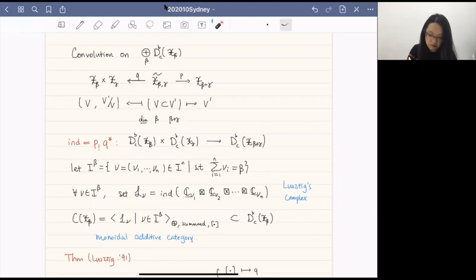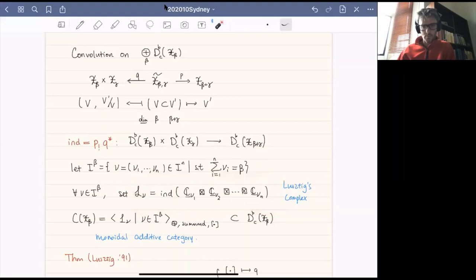and then you start from where all the dimension vectors are just supported at one point. And so these are the nu_1, nu_2, ..., nu_n. You take the constant sheaf on them, and then you just induce them, and so you get an element in D^b_c of X_beta. This product is of course not commutative, it depends on the sequence nu, and so this complex is L_nu.